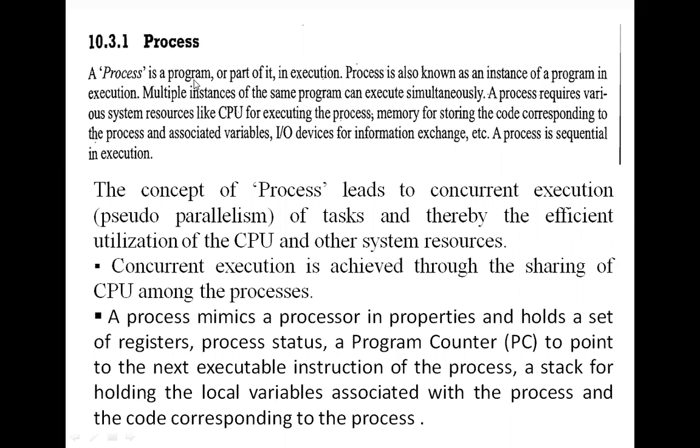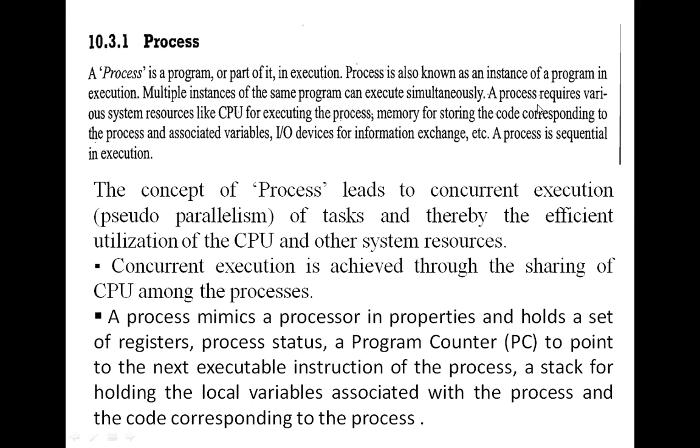A process is a program or a part of it in execution. A process is also known as an instance of a program in execution. We can say that it is a momentary part of a program in execution. Multiple instances of the same program can execute simultaneously.